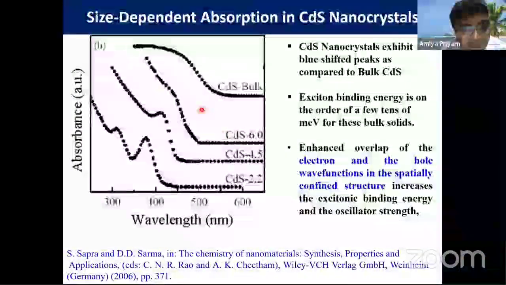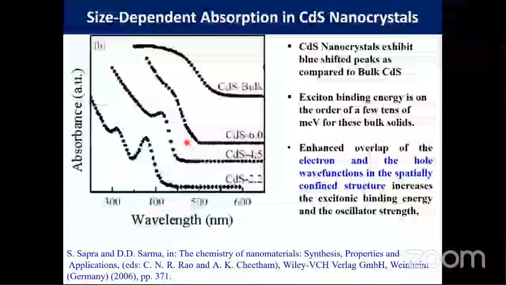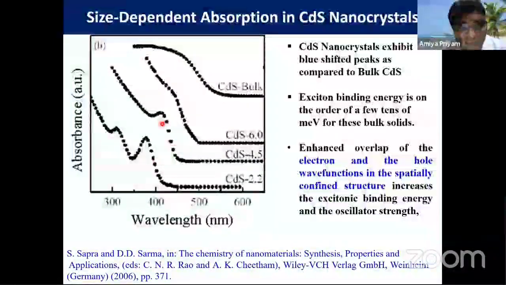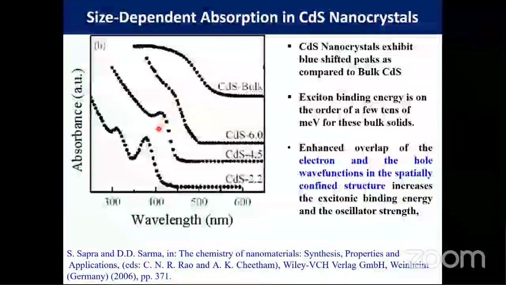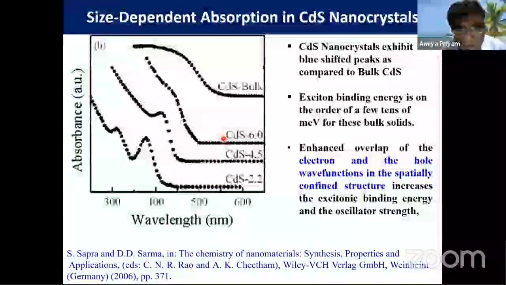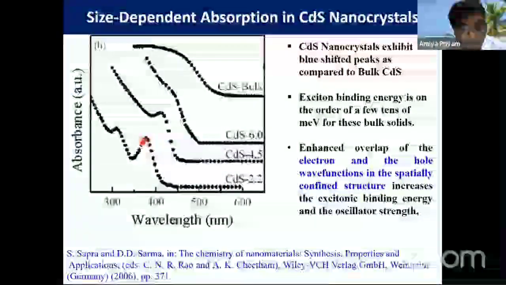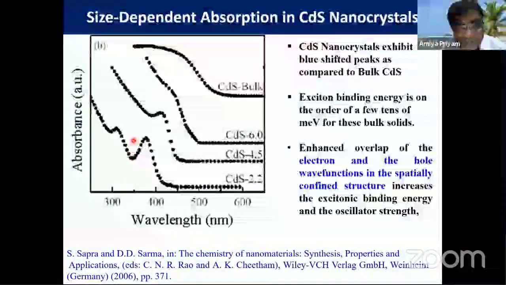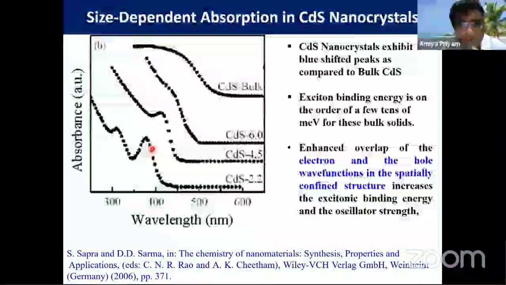So there is a blue shift. Blue shift means an increase in the energy of the absorption peak. So that is what we are seeing. We can also see the peaks are well defined as you move to smaller sizes. In the case of quantum dots, at 6 nanometers and below, 2.2, in addition to the blue shift, there is also an enhanced peak here. It is becoming sharper and sharper.